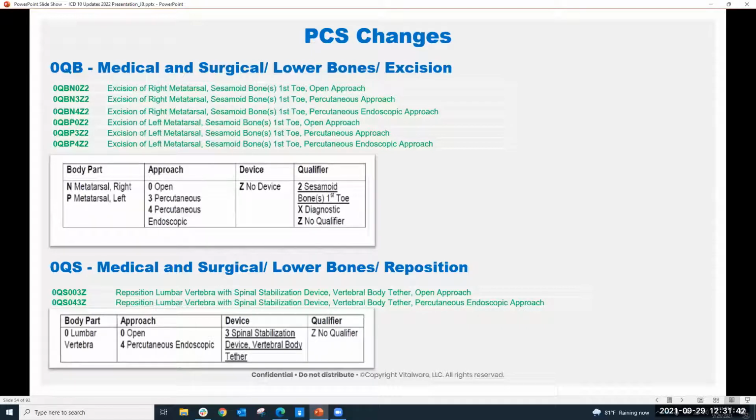And then the next table is OQS, reposition of lower bones. You can see this is again the spinal stabilization device, vertebral body tether. The only difference with this one is that it's on the body part lumbar vertebrae. So this is just a different part of the spine.